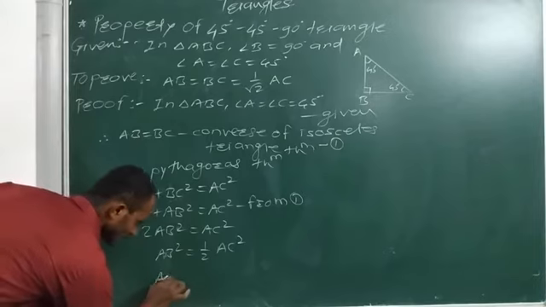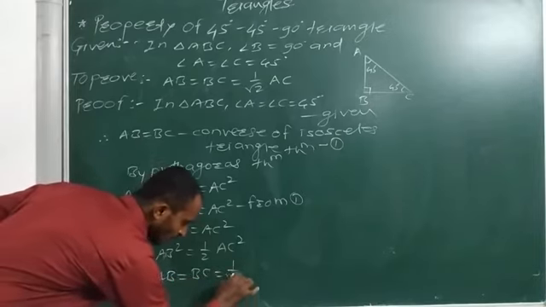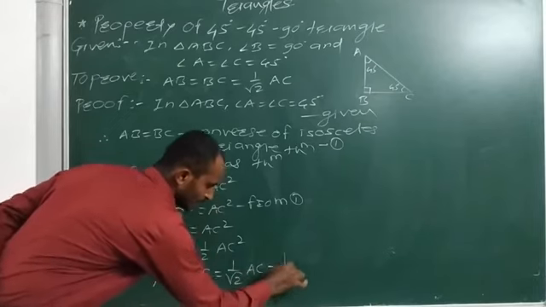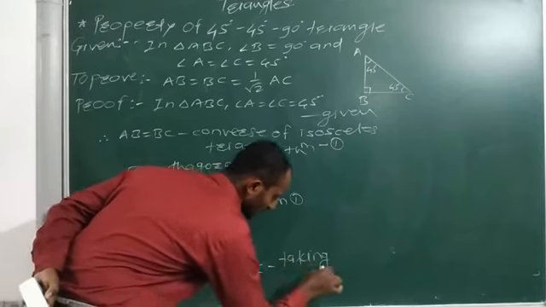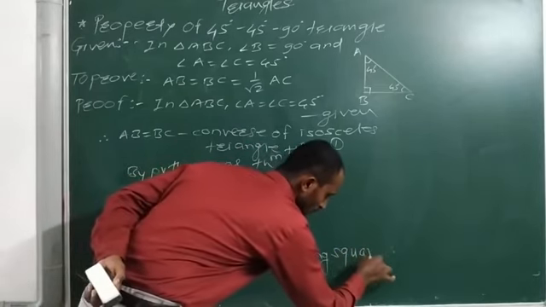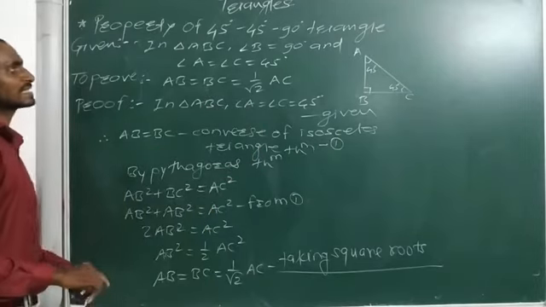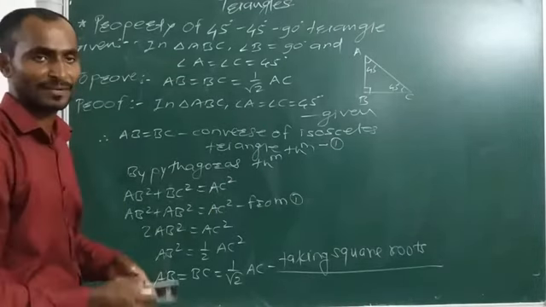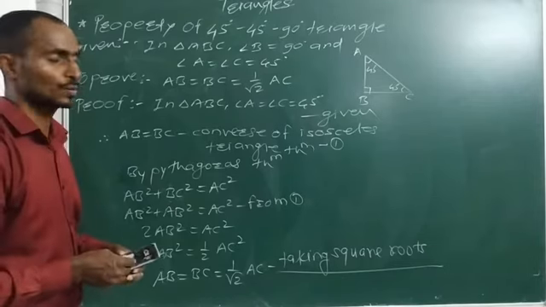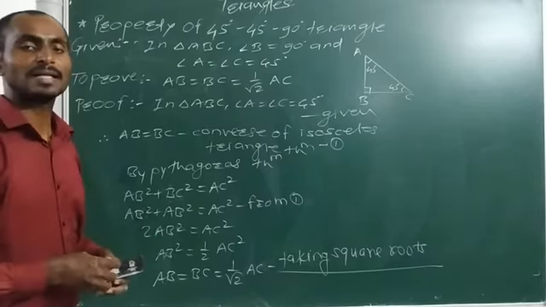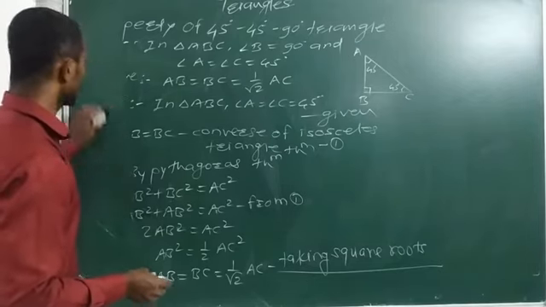So by taking the square roots, now we get AB is equal to BC is equal to 1 by root 2 times of AC. So this is the proof of the property of 45 degree, 45 degree, 90 degree. So now we are going to learn the next concept, that is the median of a triangle. What is the median of a triangle? So I am going to erase this one.